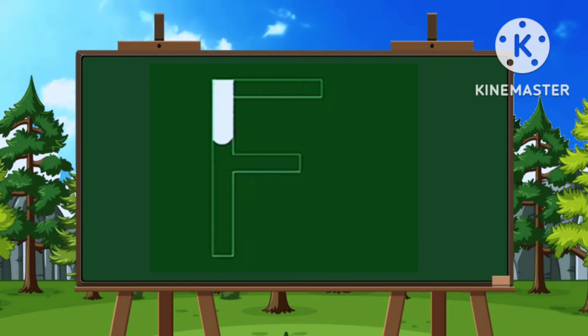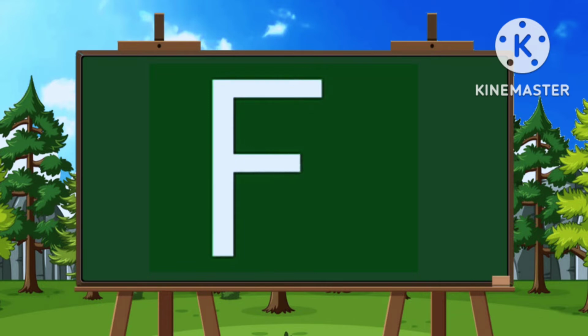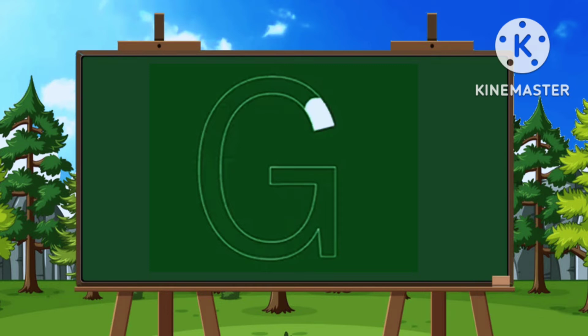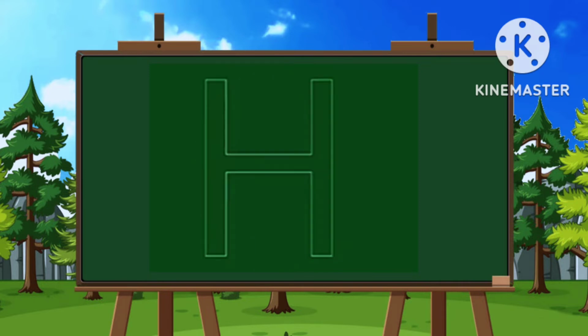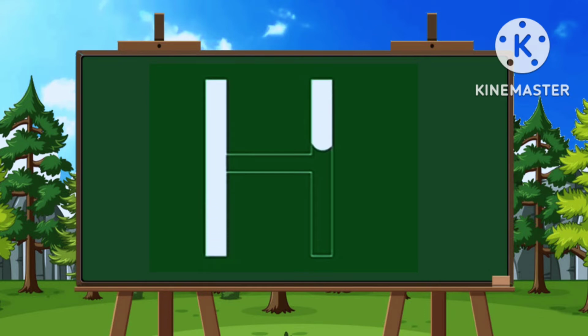F. You write like E but no sleeping line at the bottom. G. You write like C, go in with the sleeping line and a standing line down. H. Standing line, another standing line parallel and an in between sleeping line.